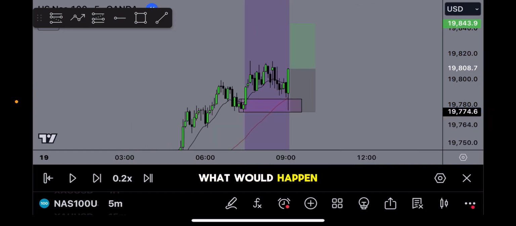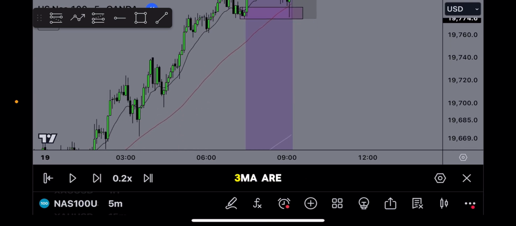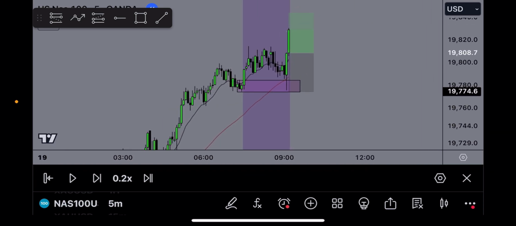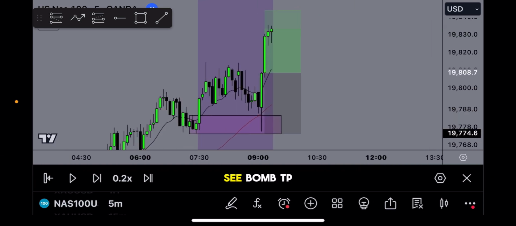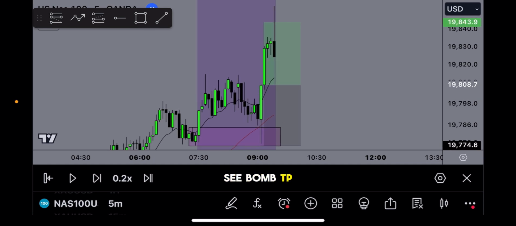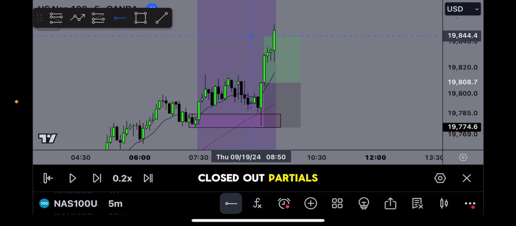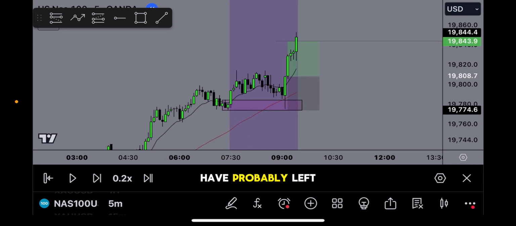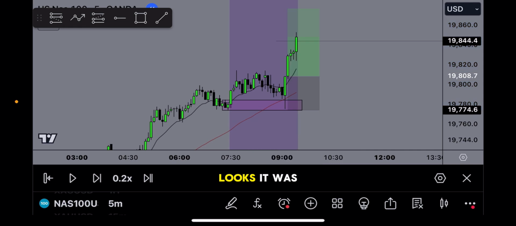Let's see what would have happened. Bam, I would have been in the trade for buys. 3 MAs are under. Price is uptrending, going up. Boom. See. Bam. TP1 hit. Take profit 1 hit. Here, I would have closed out partials, right? I would have closed out the majority of my trade position, and I would have probably left the runner for 2-to-1, just because this trade looks clean.